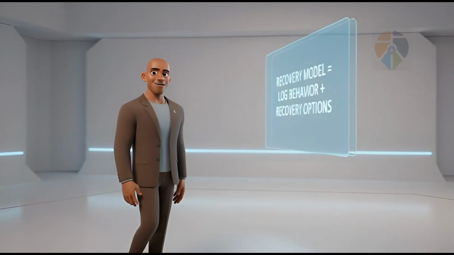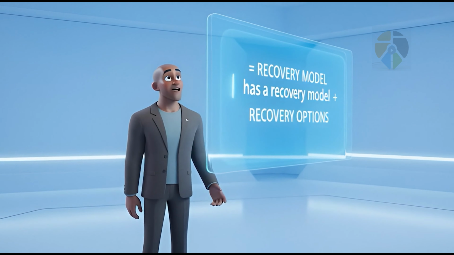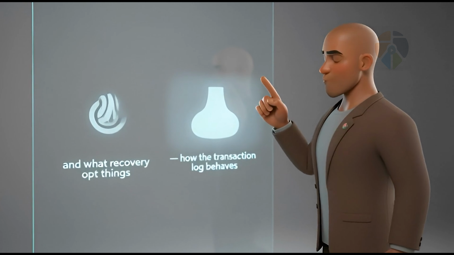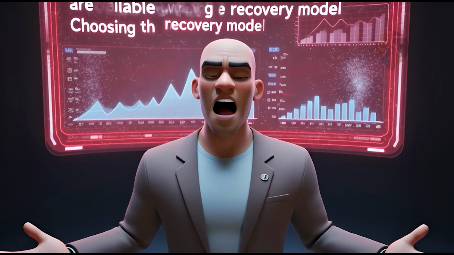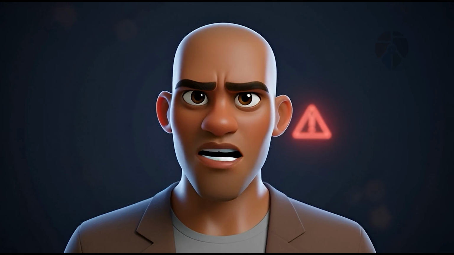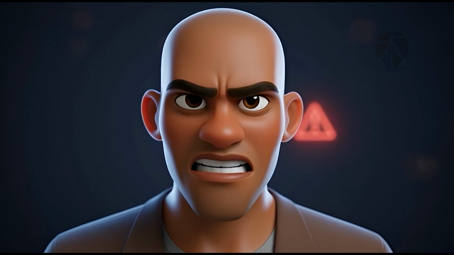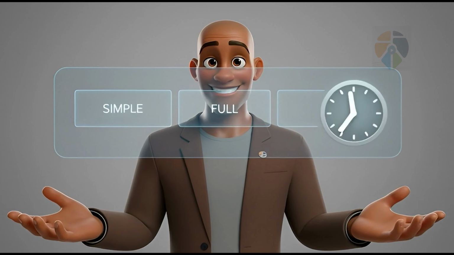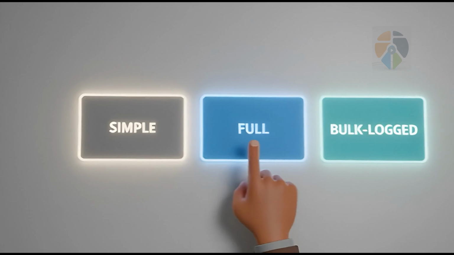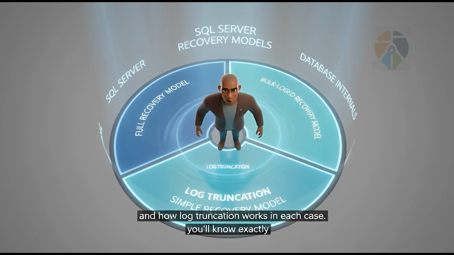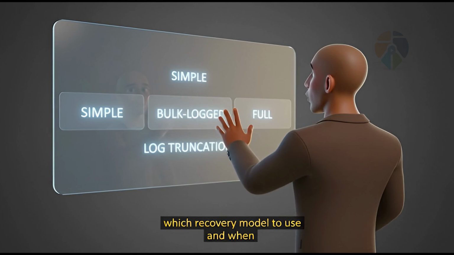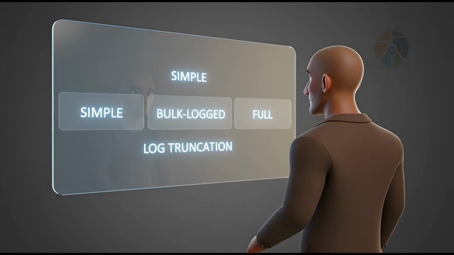Every database in SQL Server has a recovery model, and that recovery model controls two things: how the transaction log behaves and what recovery options are available to you after a failure. Choosing the wrong recovery model for a database can mean the difference between recovering all your data and losing hours worth of transactions. In this video, we'll cover the three recovery models: simple, full, and bulk logged, what makes each one different, and how log truncation works in each case. By the end, you'll know exactly which recovery model to use and when.